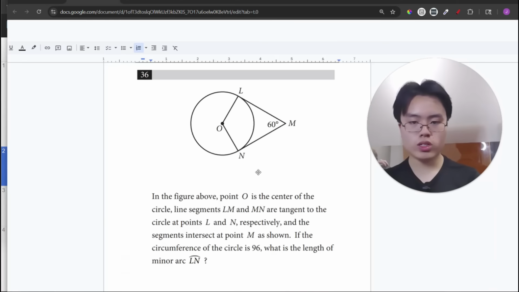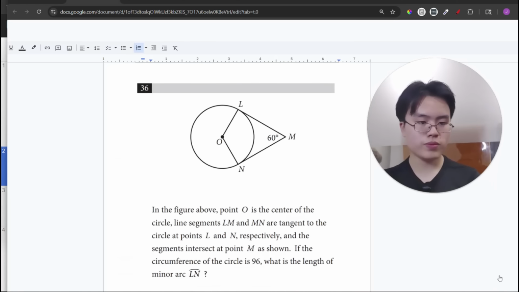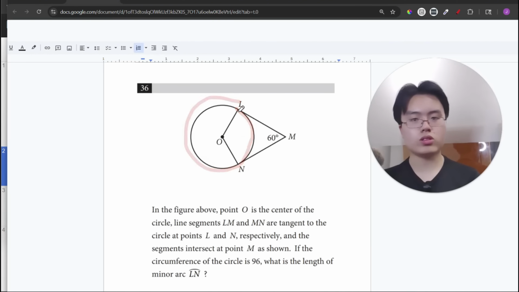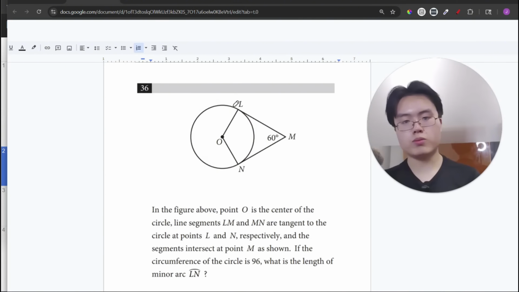By the way, it says minor arc, which is just the smaller one, because there's technically 2 arcs. There's 2 LNs, right? This LN is also this LN. So the minor one is just the one that's less. The major one, if it's a major arc, is going to be the one that's bigger. This is minor, so it's this one.